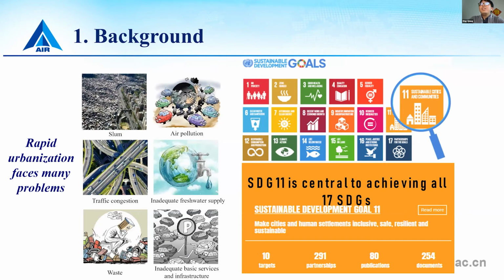So for SDG 11, in fact, all the SDGs are related in an interconnected way. But for SDG 11, we see it relates to slums, air pollution, traffic congestion, or inadequate freshwater supply, or industrial waste, or some basic services, and some public spaces are included in SDG 11.